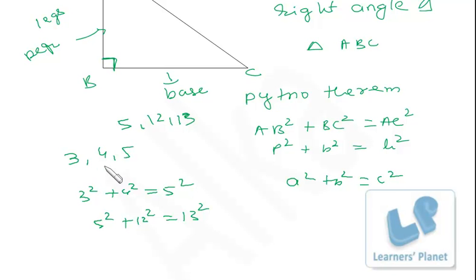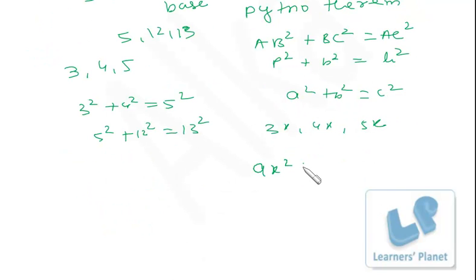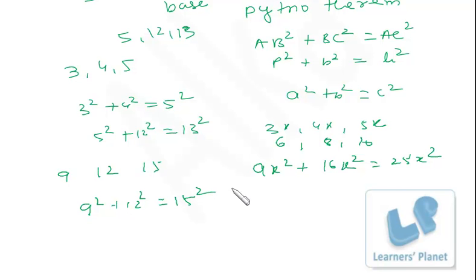Now one interesting thing about Pythagorean triplets is that their multiples are also Pythagorean triplets, right? So for 3, 4, 5, that means 3x, 4x and 5x will also be Pythagorean triplets. So it is 9x square plus 16x square is equal to 25x square. Whatever the value of x, it really doesn't matter because ultimately it will get cancelled. Suppose we take the example of 6, 8 and 10. Since 3, 4, 5 is a Pythagorean triplet, 6, 8, 10 is also a Pythagorean triplet, double of 3, 4, 5. Similarly 9, that is 3 times 3, 12 and 15 will also be a Pythagorean triplet. 9 square plus 12 square will be 15 square.